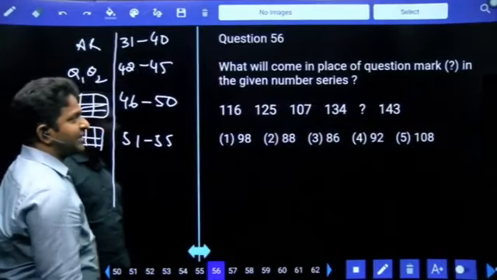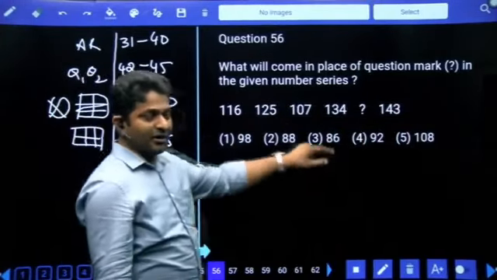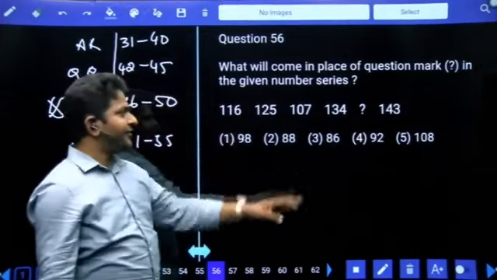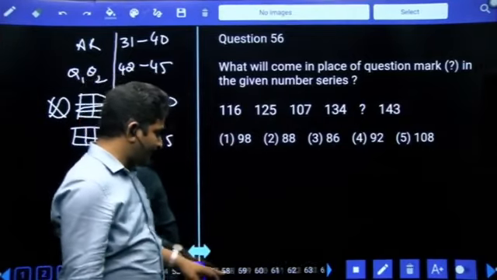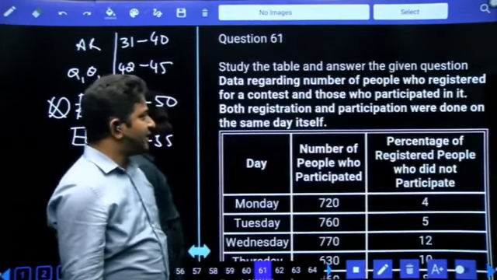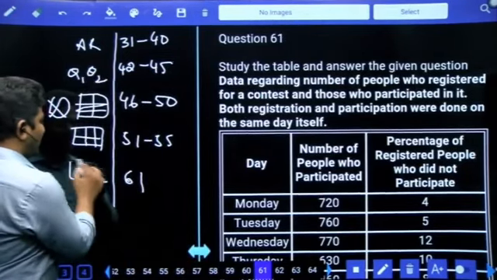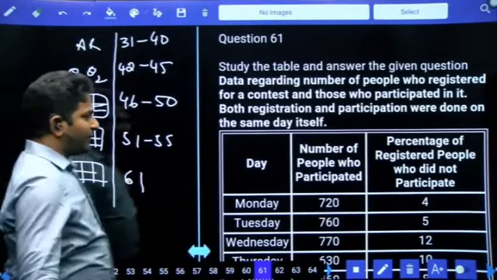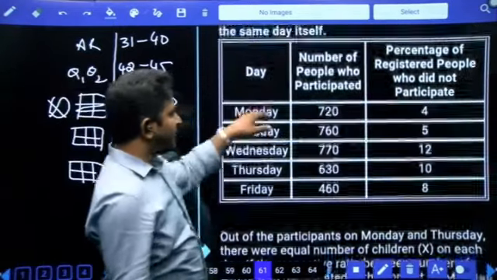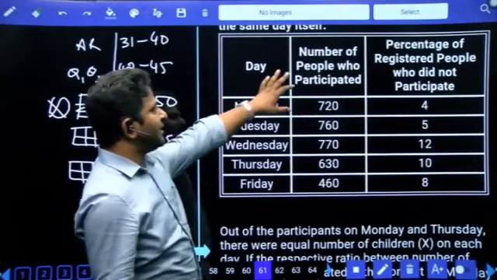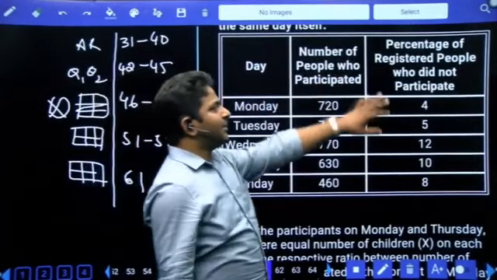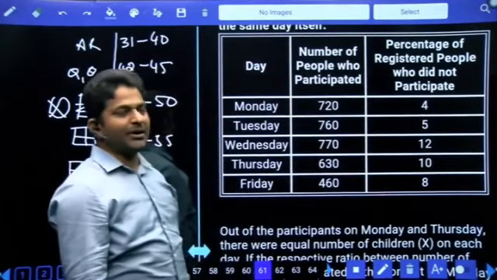Now 56, yes, number series are there and these are normal number series only, so we will definitely try to answer these questions. Till 60, yes, from 61 onwards we have again one more table. But when you look at this table, here you have information regarding 5 days, number of people participated, percentage of registered people who did not participate.